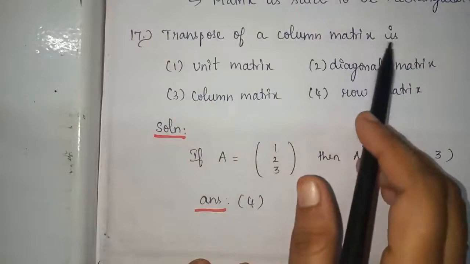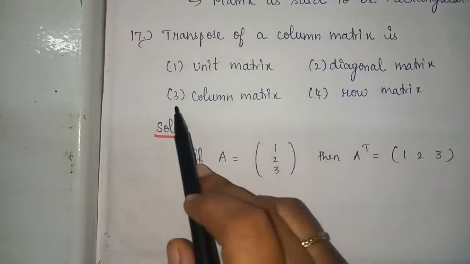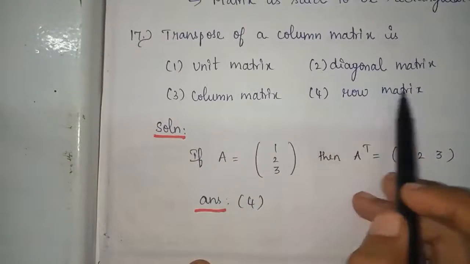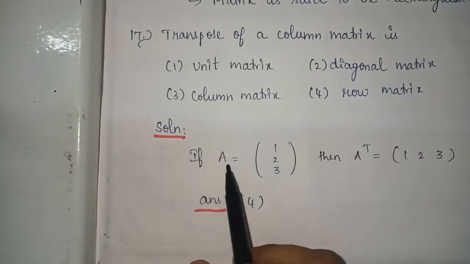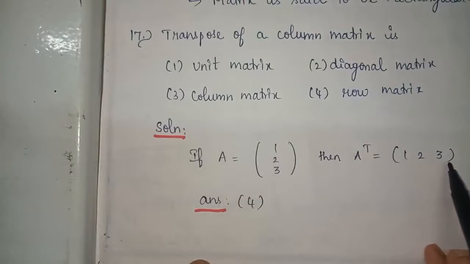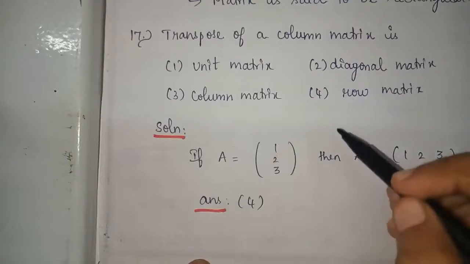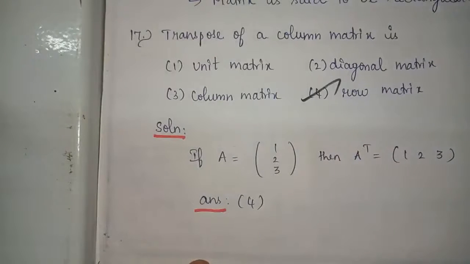Question number 17. Transpose of a column matrix is first one unit matrix, second one diagonal matrix, third one column matrix and fourth one is row matrix. Solution: if A is equal to 1, 2, 3, then A transpose is equal to 1, 2, 3. So column matrix will become a row matrix. So the correct option is option 4.